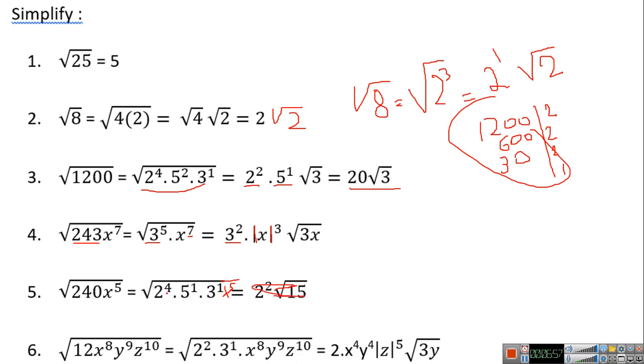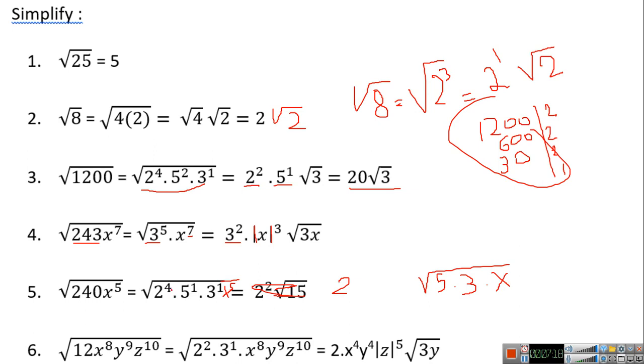Let me do it again. 2 power 4, if you want, do it like this. If you have power odd, here power even, power odd, 5 remains inside. Power odd, 3 power 1, 3 inside. x power 5, power odd, remains 1x inside.